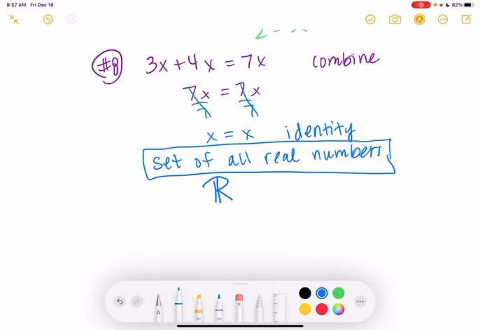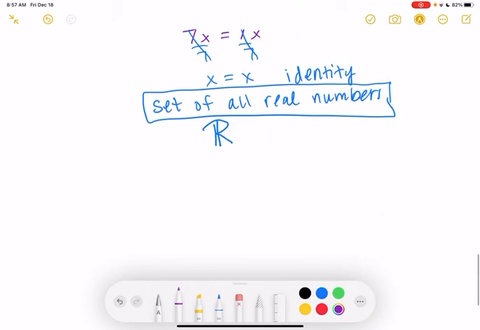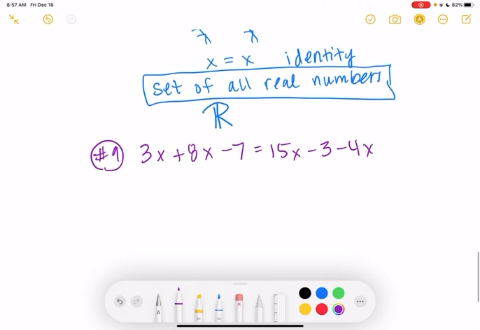All right, number 9 is also something new. For number 9, I have 3x plus 8x minus 7 equals 15x minus 3 minus 4x. Let's go and work through this one together. So let's start by combining like terms.